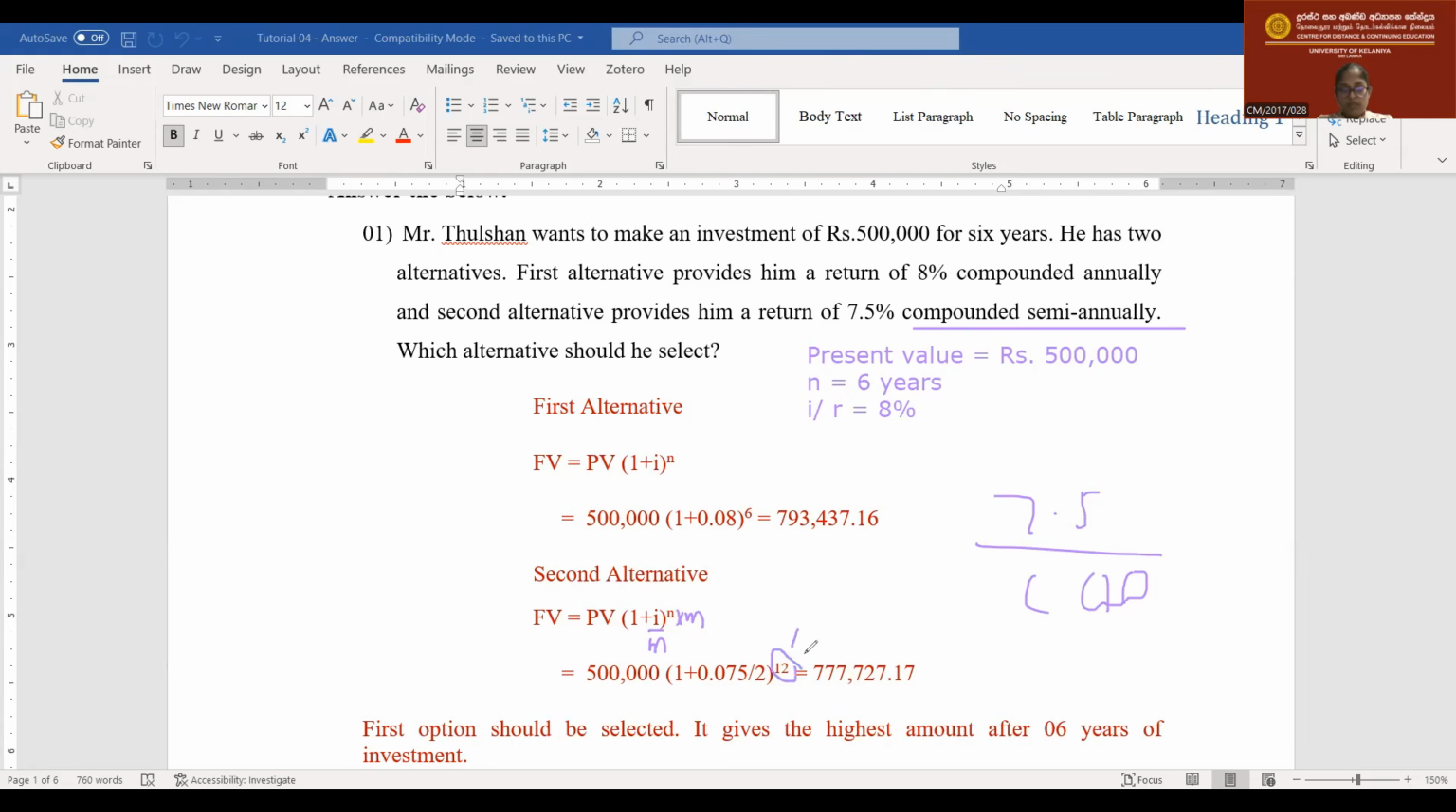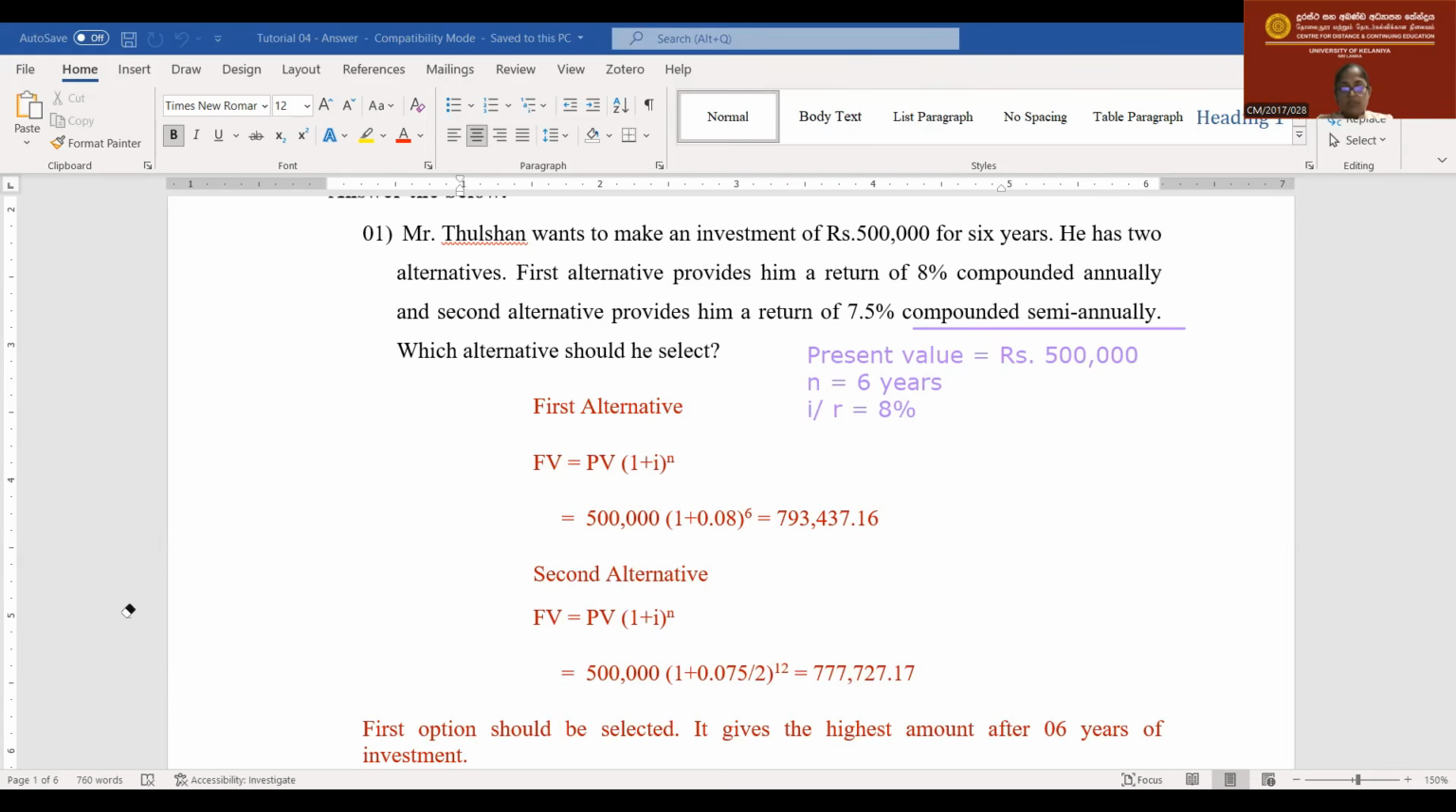How did 12 come? Our n would be initially 6, right? 6 years multiplied by here, what would be our n? Even though it is 6 years, the rate has been compounded semi-annually. For 6 years, how many semi-annual periods? 6 multiplied by 2, 12. That is how this 12 came, right? And then you can obtain the value as this much, right?